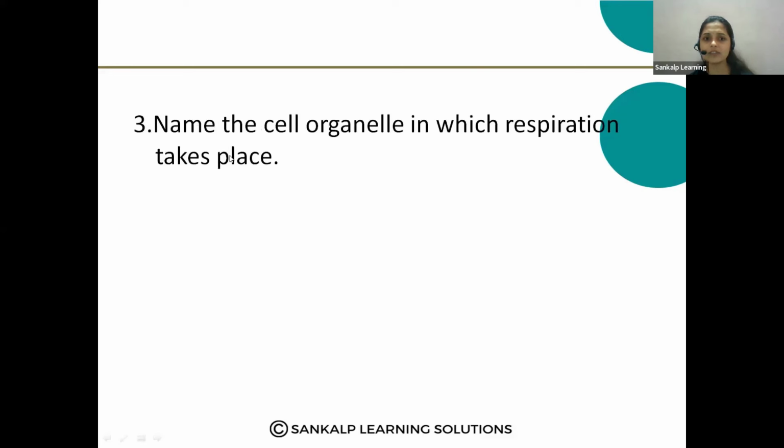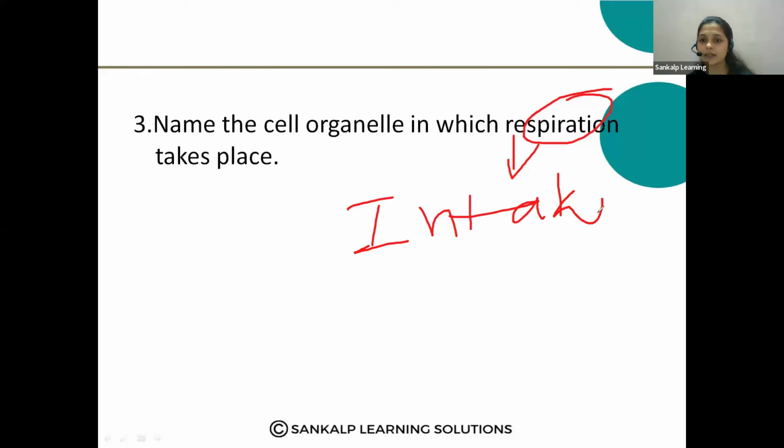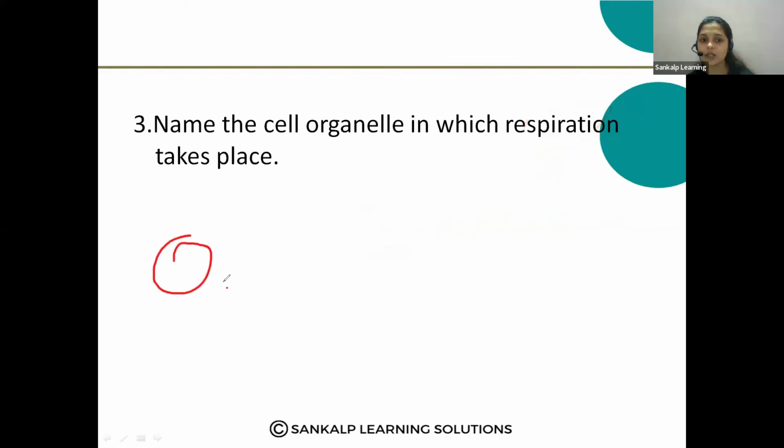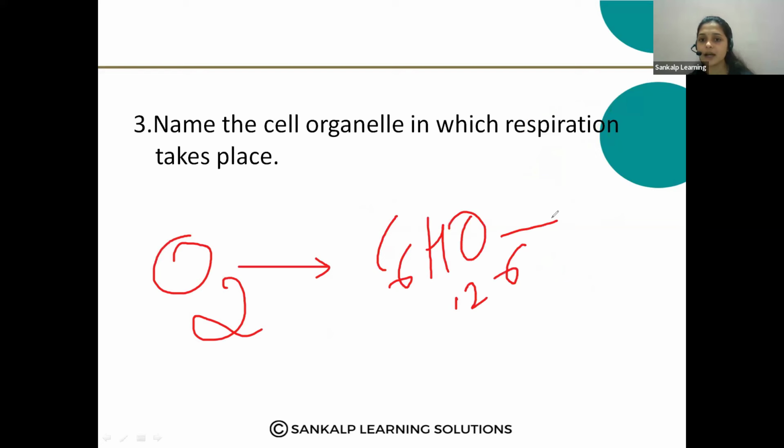Name the cell organelle in which respiration takes place. You know the process of respiration. If you define respiration in a simple definition, it is intake of oxygen and giving out carbon dioxide. That is the simple definition. But this oxygen is used for cellular respiration, the actual respiration. Here this oxygen is used to break down the glucose, and the glucose breakdown gives energy.